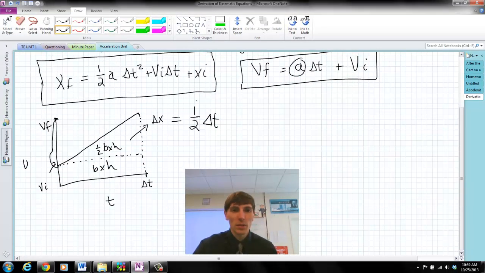Okay, so looking at this region, mathematically I could say that the final velocity minus my initial velocity is going to give me that little chunk. So there's the area of my triangle, and then that's added to the area of that little square, the base times the height. I'm just going to put my base times the height here. This is going to be delta t as my base, and my height is vi.